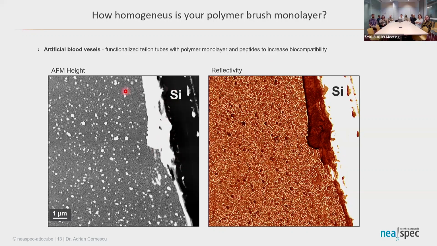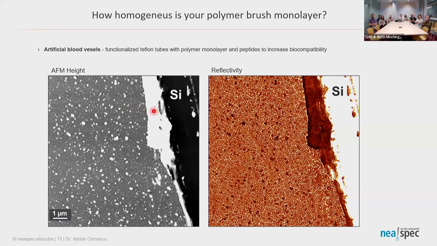This is an image of the topography on the left side, and this is the reflectivity image on the right side. When I was imaging this polymer brush, here I did a scratch on the silicon, so the silicon is brighter, and of course the same you see in the AFM map, that there is a height difference between the two materials.